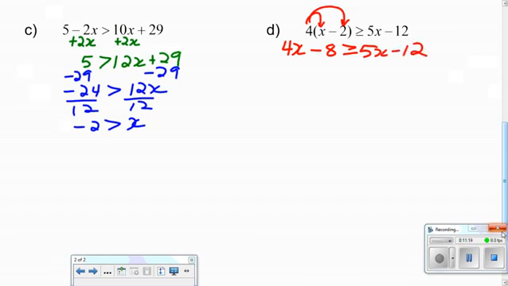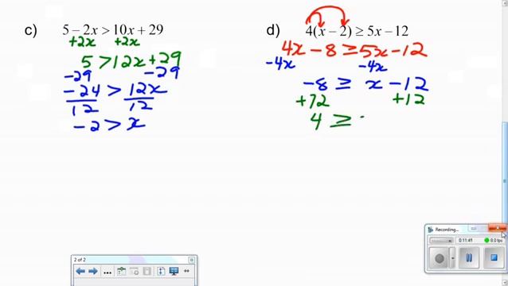Again, we're going to group like terms. 4x is positive and the 5x is positive, but 5x is bigger. So I'm going to move the 4x over so that way it stays positive. So negative 8 is greater than or equal to 1x minus 12. You can keep the 1 in front of the x, but you don't have to. We're going to add 12 on both sides. So positive 4 is greater than or equal to x. And again, we would verify by substituting and following BEDMAS.